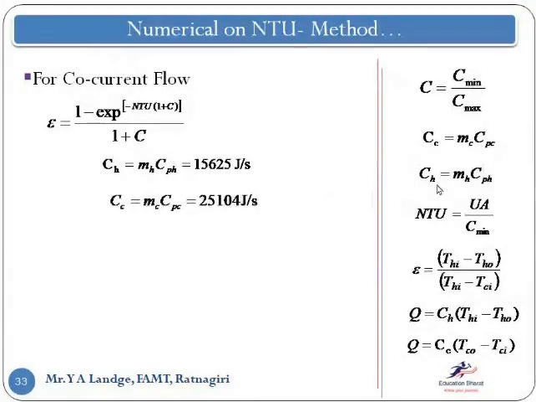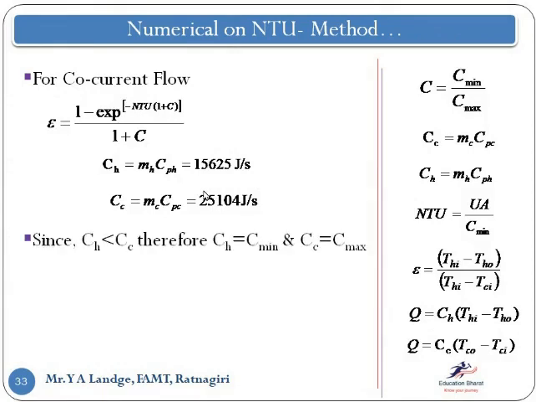Second, the product of the mass flow rate of the cold fluid and its specific heat. This is the value I got: 25,104 joule per second, and this one is 15,625 joule per second. From this I can easily understand which is the minimum and which is the maximum. Here C minimum is this one, because 15,000 is less than 25,000, and the other is C maximum. Since CH is less than C suffix C, I consider CH as C minimum and C suffix C as C maximum.